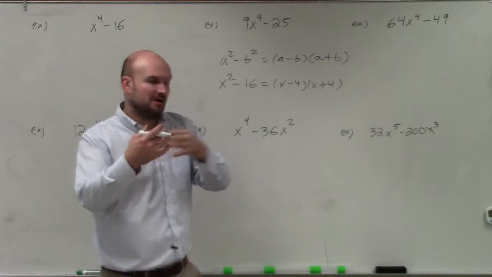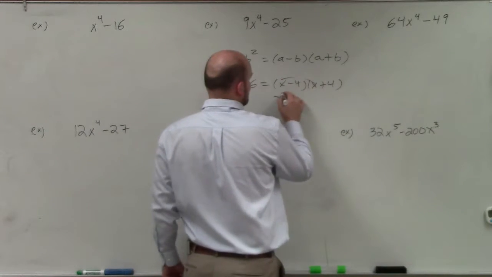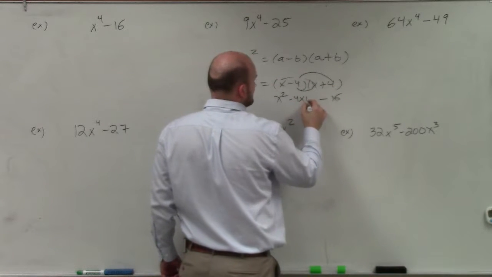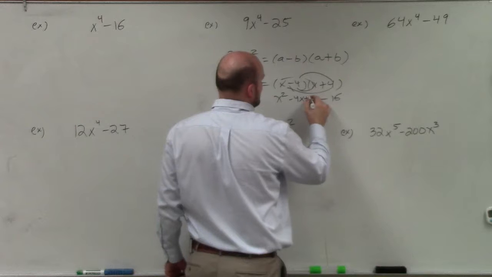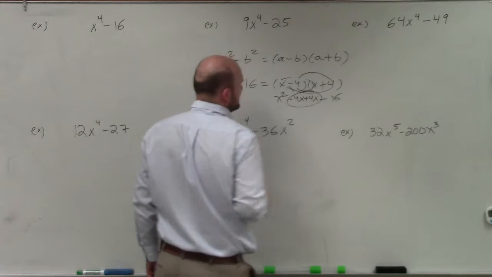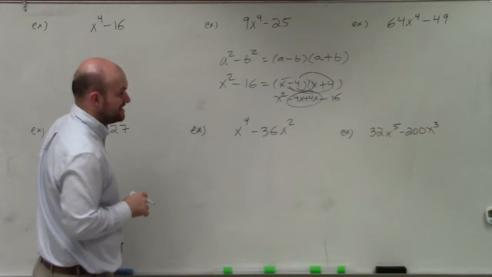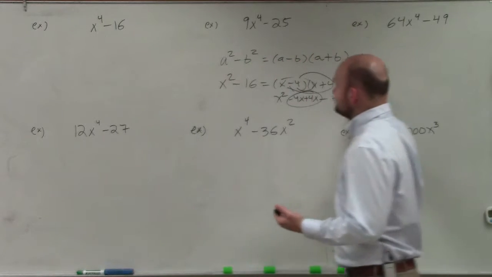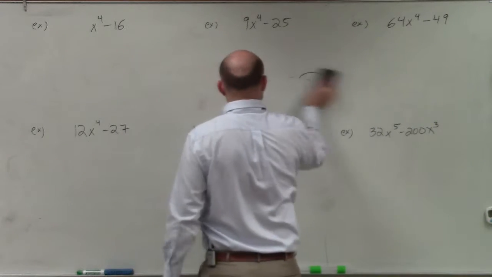And if we were to apply FOIL, that gives you x squared. That gives you negative 16. This gives you negative 4x. And then this gives you positive 4x. That adds to 0. So you're just left with x squared minus 16. But with higher order polynomials, it sometimes becomes a little tricky to identify if it's a square term or not.